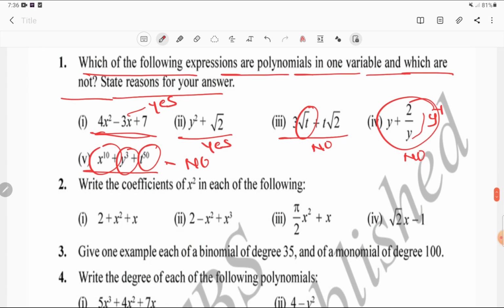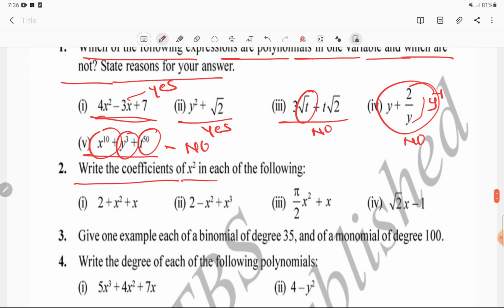Okay. Second question. Write the coefficients of x square. What does coefficient mean? For the given variable, the constant value attached to it. So here x square is given. What is the constant value here? If no value is given, the answer is always 1.